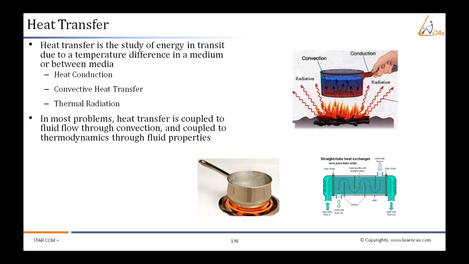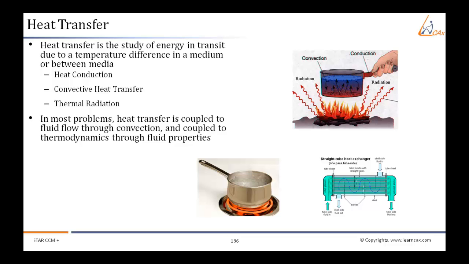In most problems, heat transfer is coupled to fluid flow through convection and coupled to thermodynamics through fluid properties and phase change. Examples of fluid properties are density, material conductivity, and fluid viscosity. Examples of phase change are condensation, evaporation, melting, and freezing. Therefore, from a modeling perspective, heat transfer must be seen as a multi-physics activity.